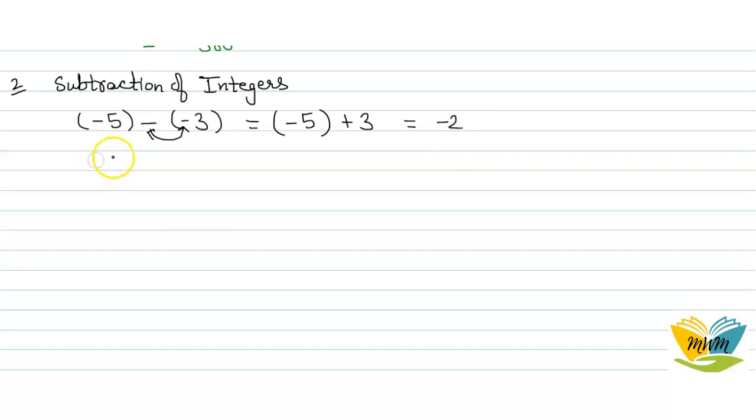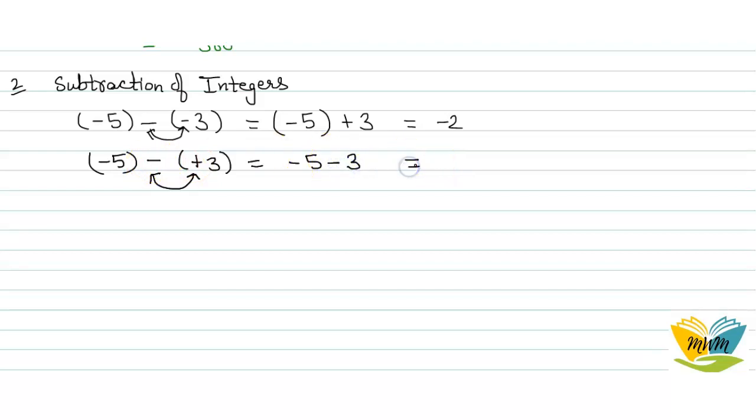Now minus 5 minus plus 3. Again minus 5 and plus and minus, these two symbols are together and no number is between them. So plus and minus, plus minus minus. So I will write minus here.